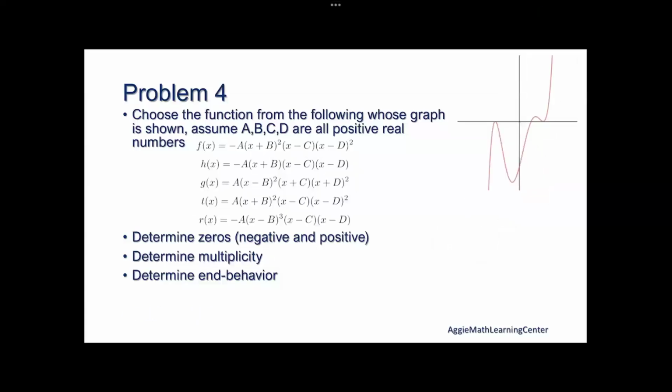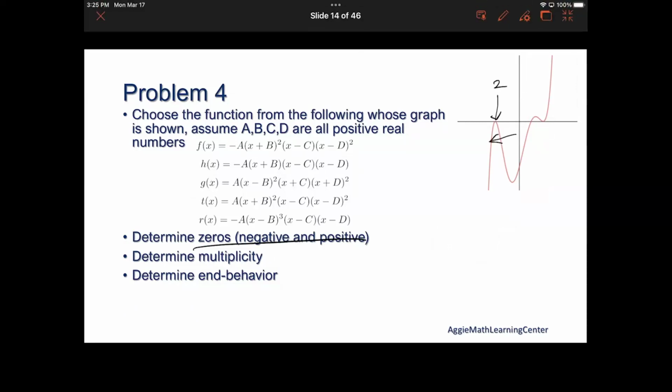All right. Now let's do another practice problem with this, and we want to do the same things as we did before. So let's first find our zeros and determine whether they're negative or positive. So we have a zero with multiplicity 2 right here. It is going to be negative. We have a zero that crosses the x-axis, which is going to be positive, and then another one that bounces that is positive as well.